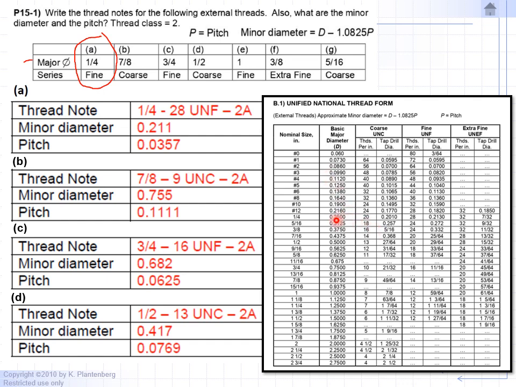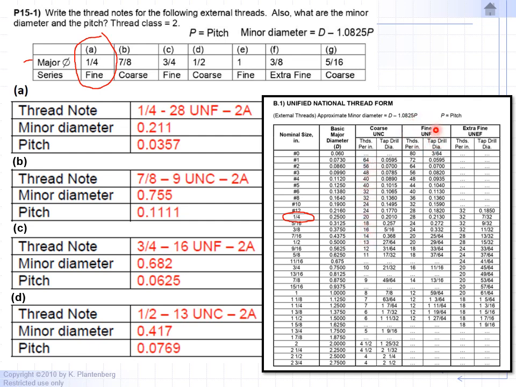All right, so let's take a look at a quarter. The second column gives us the major diameter of the thread. The third column gives us the tap drill size, and it'll tell us the coarse thread. These are the number of threads per length of 1 inch.